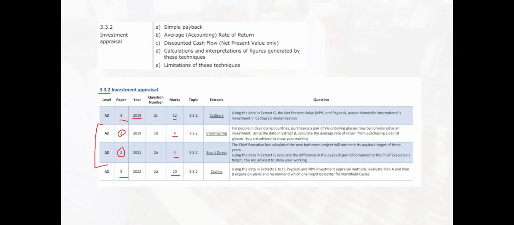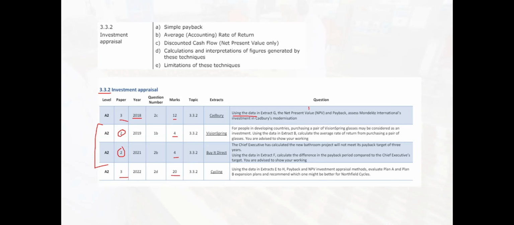Go and have a look at it. If you're running out of time and you write something like that, you're going to get top level three probably, and we would call that, in our lesson on survival techniques, what we use just in case we mess our timing up. Using the data in extract A means you'd better do a calculation or you're going to get marked down to level two.